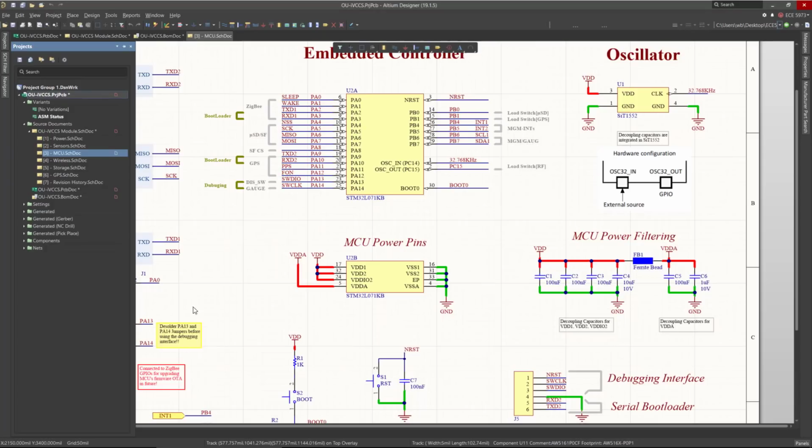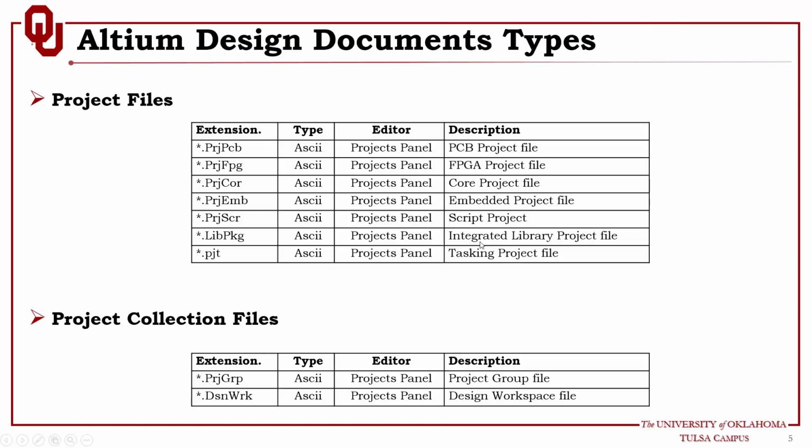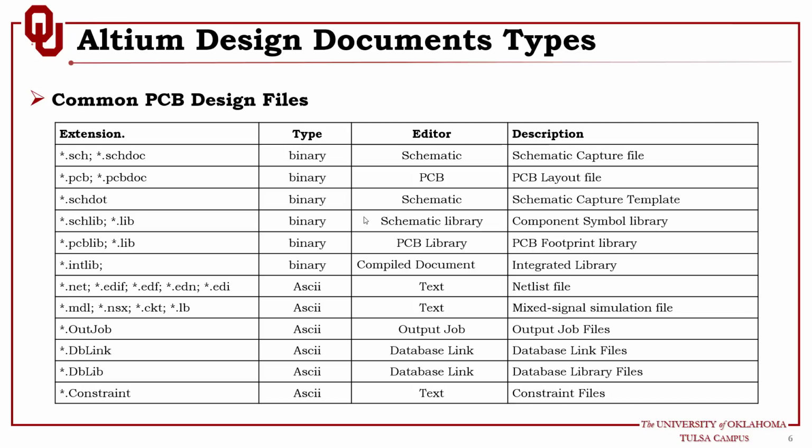If we go in here, this is the design space work. As we can see, this project is under this design space work, and there are also project groups where you combine multiple projects. We will also have a session to discuss these two. Now the third type are the common PCB design files. They are classified under the design files.